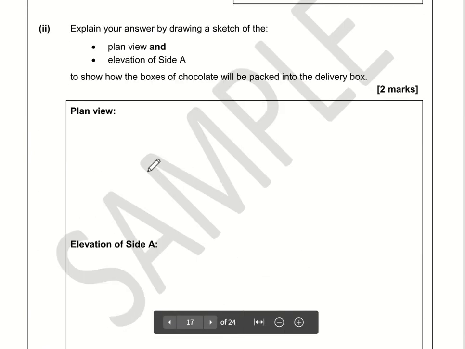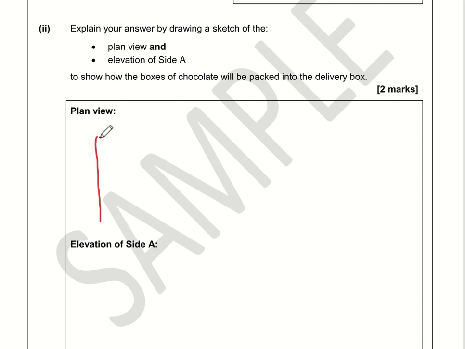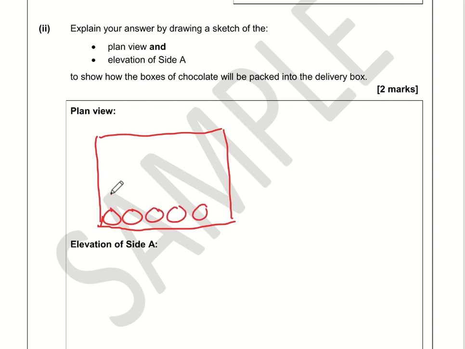Okay, so we need to do the plan view. If we're looking from above, we're not going to see the fact that there was a set stacked on top of the other. We're only going to see the top. So we're going to have 5 by 5, and we'll just see the circular tops like so.